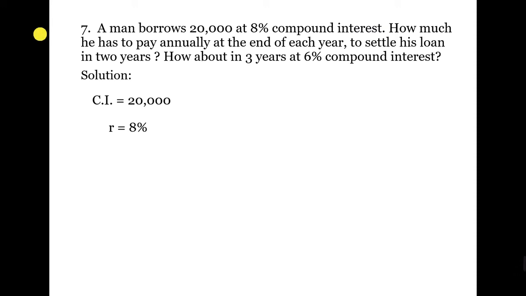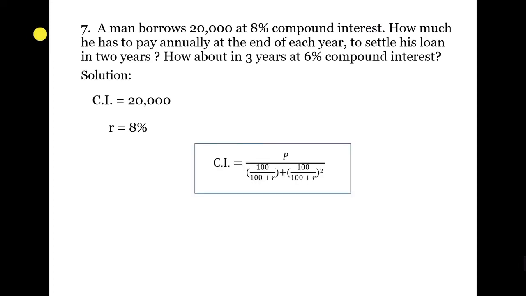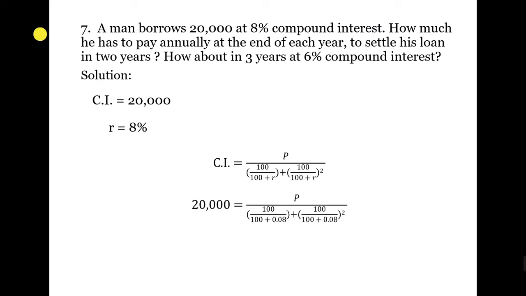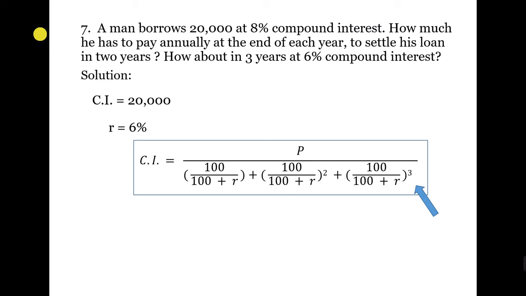Let us know the given values that correspond to the first question. The compound interest is equal to 20,000 at a rate of 8%. To solve this, we will use the formula of rule number 11, as the number of years is equal to 2 years. We can now directly substitute the given values to the formula. Therefore, the value of the principal amount is equal to 39,952 and 05 centavos.